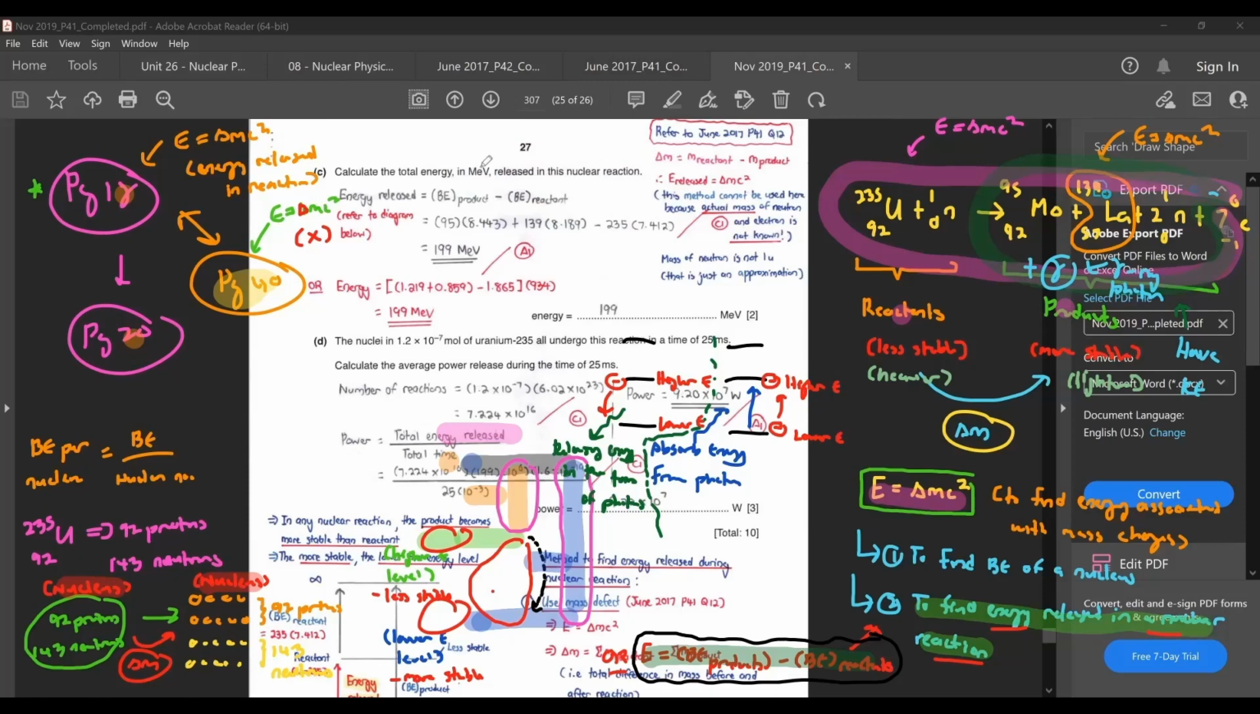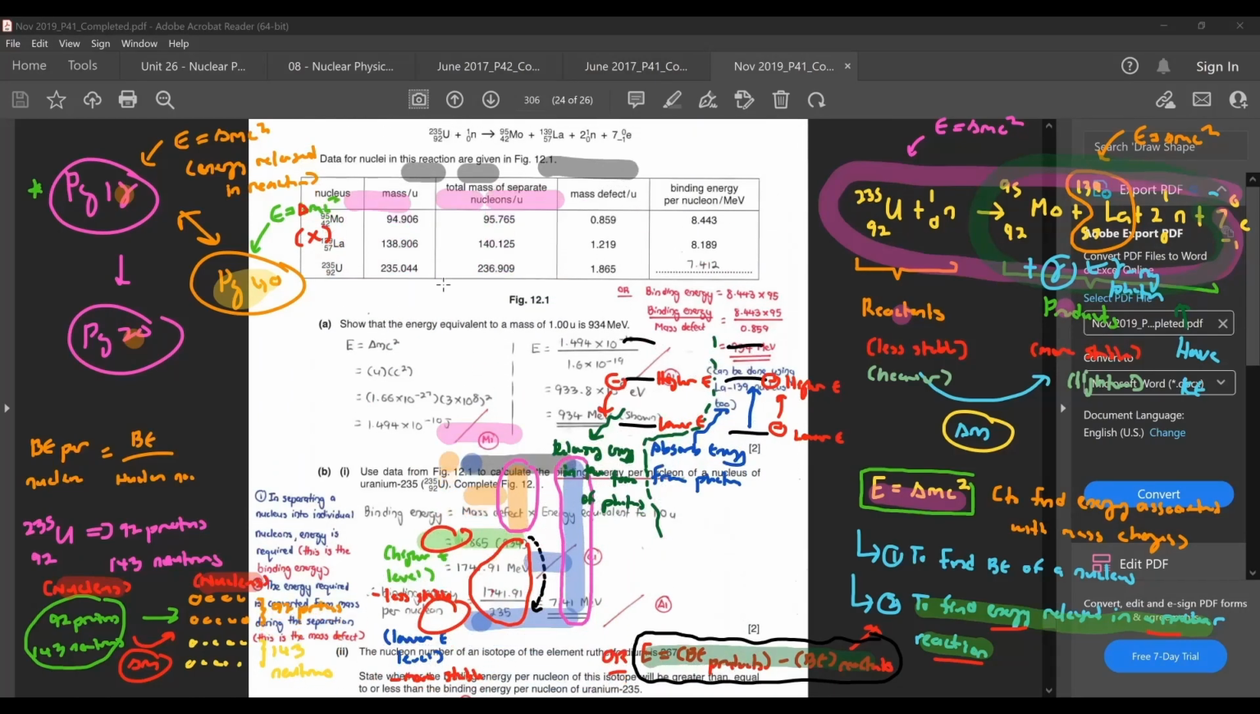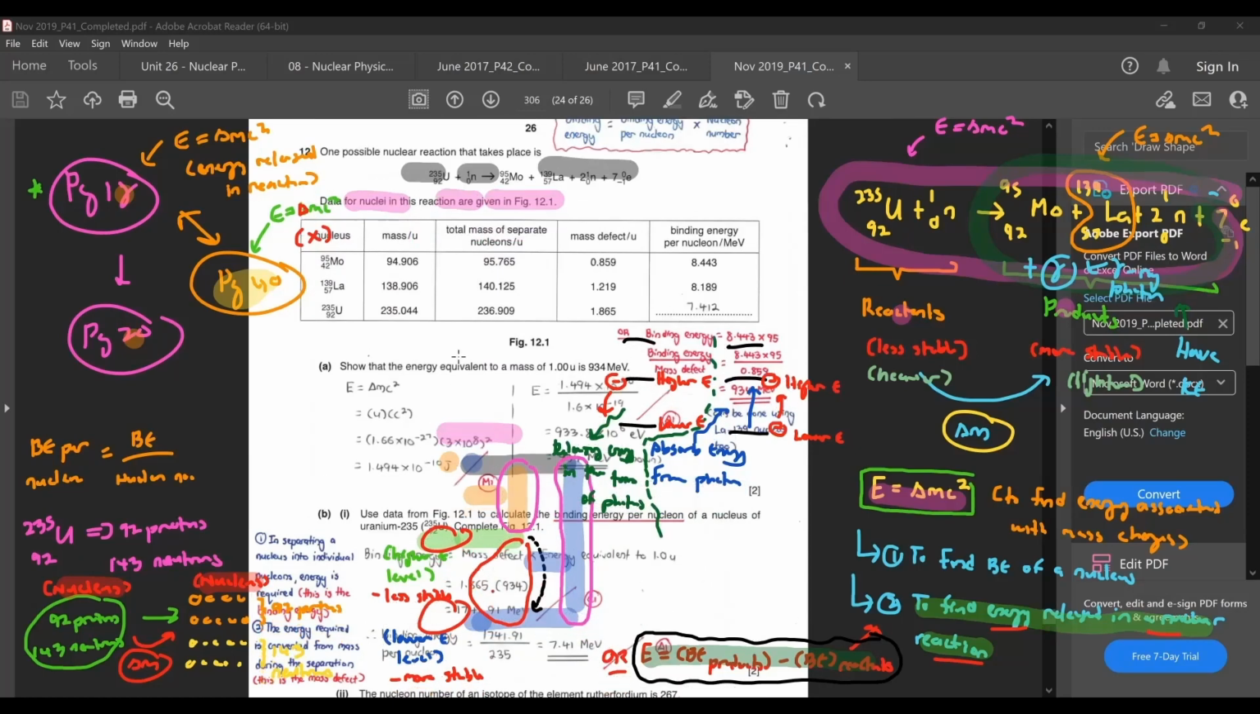So here, calculate the total energy in MeV released in this nuclear reaction. That is the reason why you are using BE of products minus BE of reactants. Because here, although you do not know the masses of all the particles, you know the masses of your products and reactants. Now, you want to find the BE of your reactants here, and you want to find the BE of your products here.